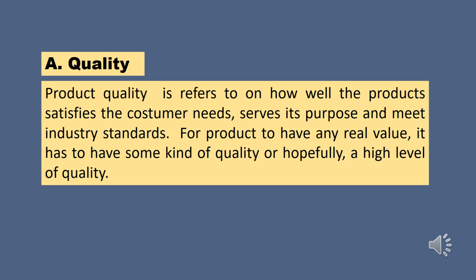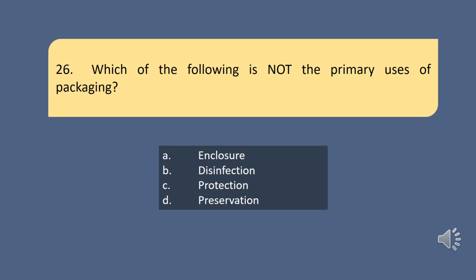Quality. Product quality refers to how well the product satisfies the customer needs, serves its purpose and meets industry standards. For a product to have any real value, it has to have some kind of quality or, hopefully, a high level of quality. 26. Which of the following is not the primary uses of packaging?